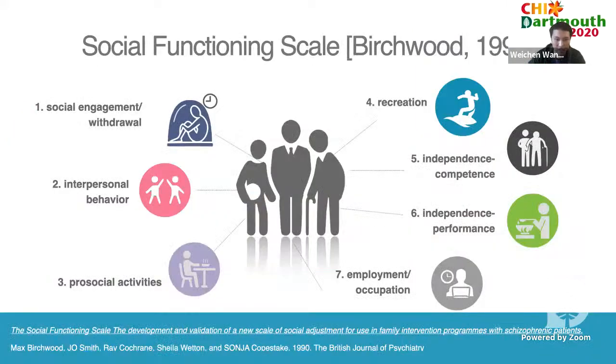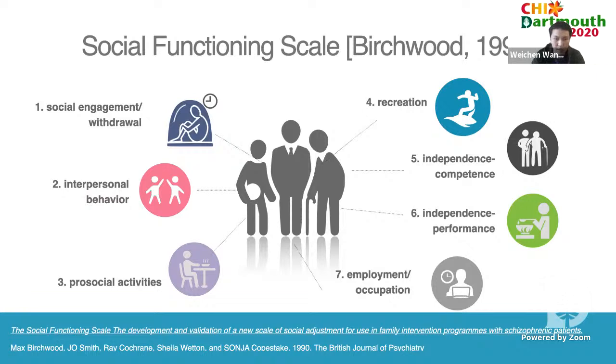We measure social functioning, our ground truth, using the Social Functioning Scale questionnaire, which rates social interactions, interpersonal relationships, and activities of independent living in 7 subscales. There is social engagement withdrawal, which measures the time spent alone, initiation of a conversation, and social avoidance. Interpersonal behavior captures the number of friends and quality of communication. Prosocial activities assesses the engagement in a range of social activities such as visiting relatives, playing sports, eating out in a restaurant, and so on.